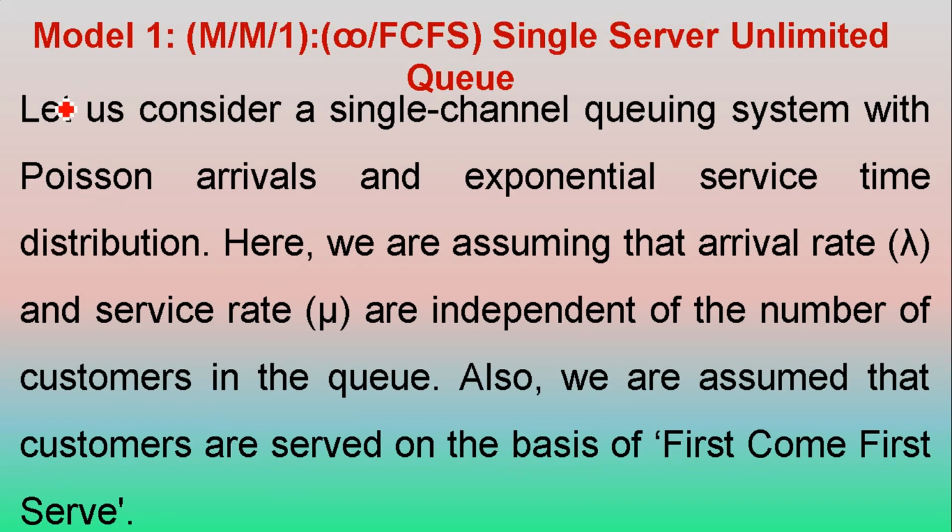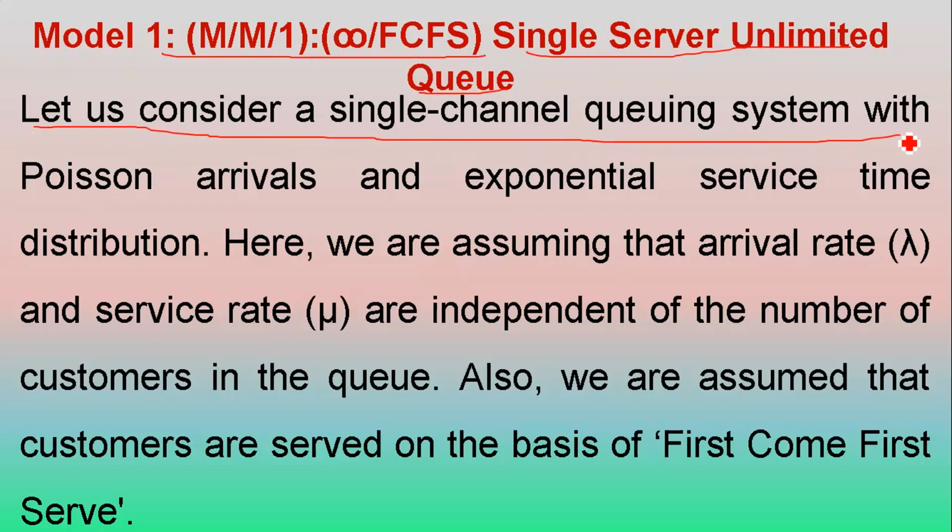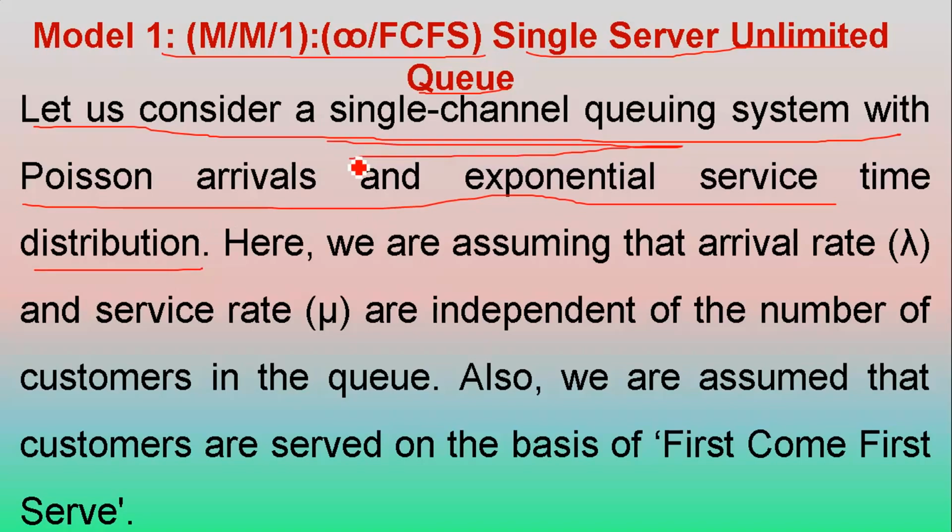Here, as you can see on the slide, it is shown that model number 1, that is M/M/1 infinite FCFS, single server unlimited queue, right? Now here let me explain again. Let us consider a single channel queuing system with Poisson arrivals and exponential service time distribution, right? In this sentence only, it is indicating the specification of the model. It is a single channel queuing system. You can see that here it is indicated as 1, so that indicates a single channel. There is only one counter, right? Serving facility is only one.